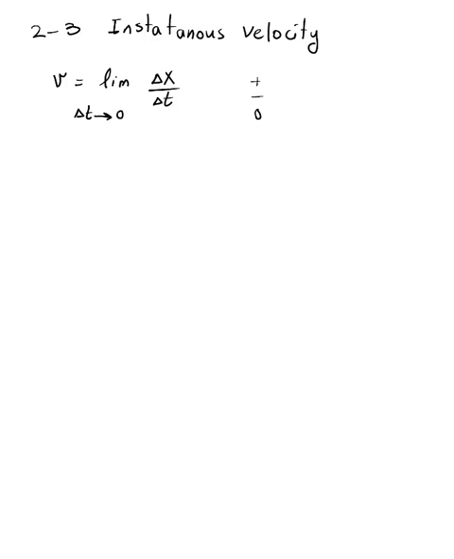Now that we know what instantaneous velocity is, if we forget about the direction, the magnitude of instantaneous velocity is the instantaneous speed, right? And this is what your vehicle's speedometer reads. So when your speedometer shows 60 miles per hour, that is the instantaneous speed of the car.